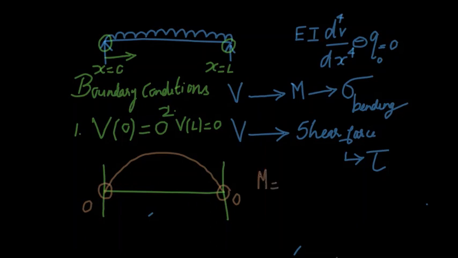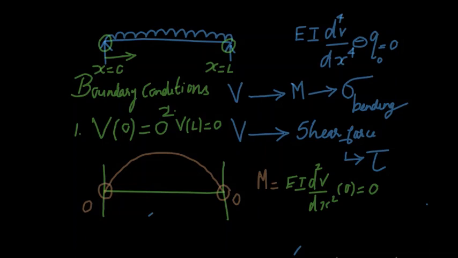Do you know what bending moment is? What is the expression for bending moment? The expression for bending moment is EI into d squared V by dx squared, at the point x equal to 0, is going to be 0. This is the expression for bending moment.